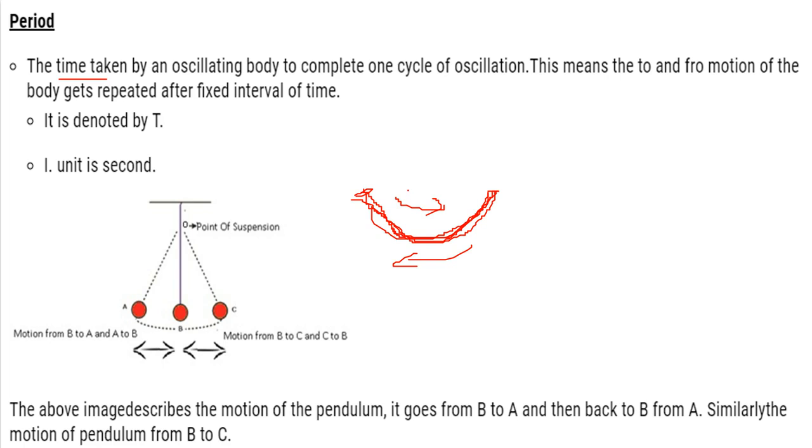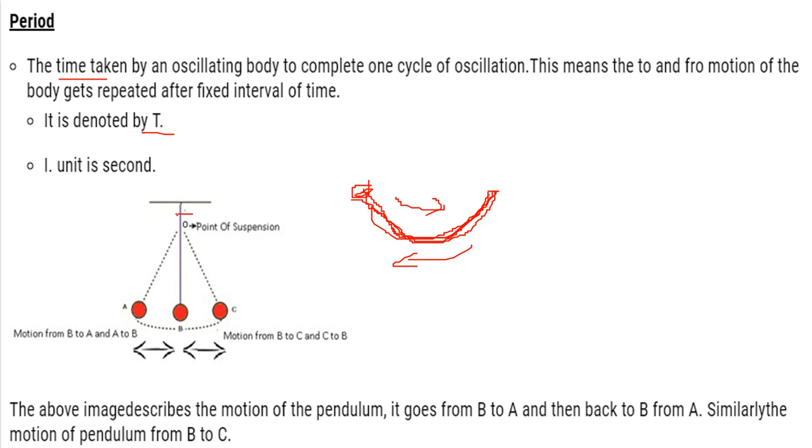And this is happening every fixed interval of time. So we denote it by capital T. And this is the time it takes to go from this point to this point and coming back.